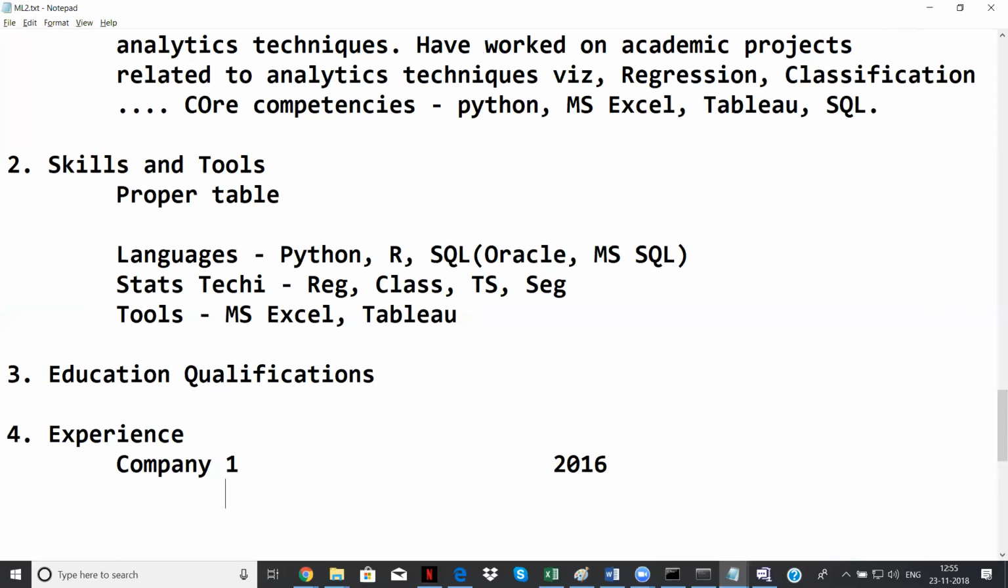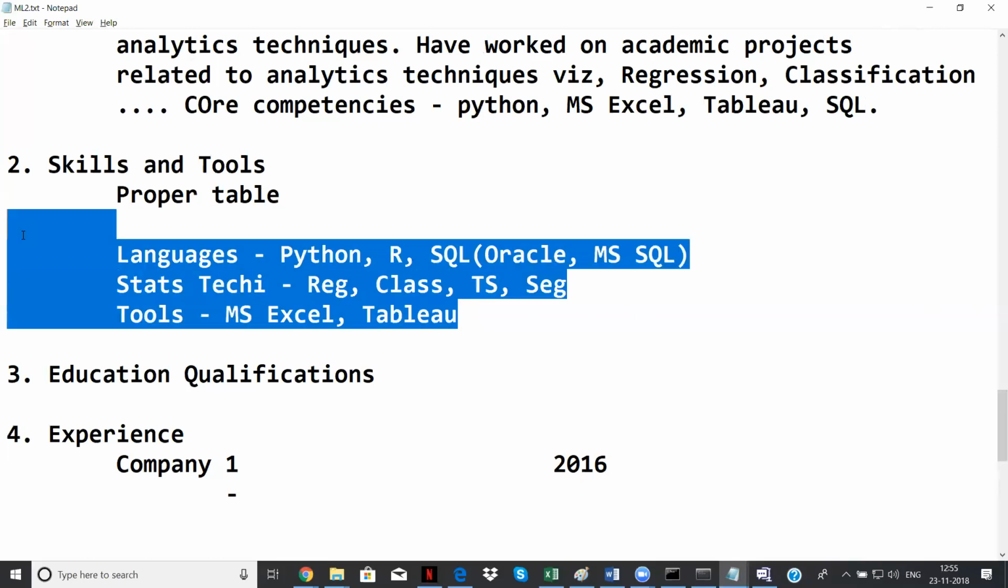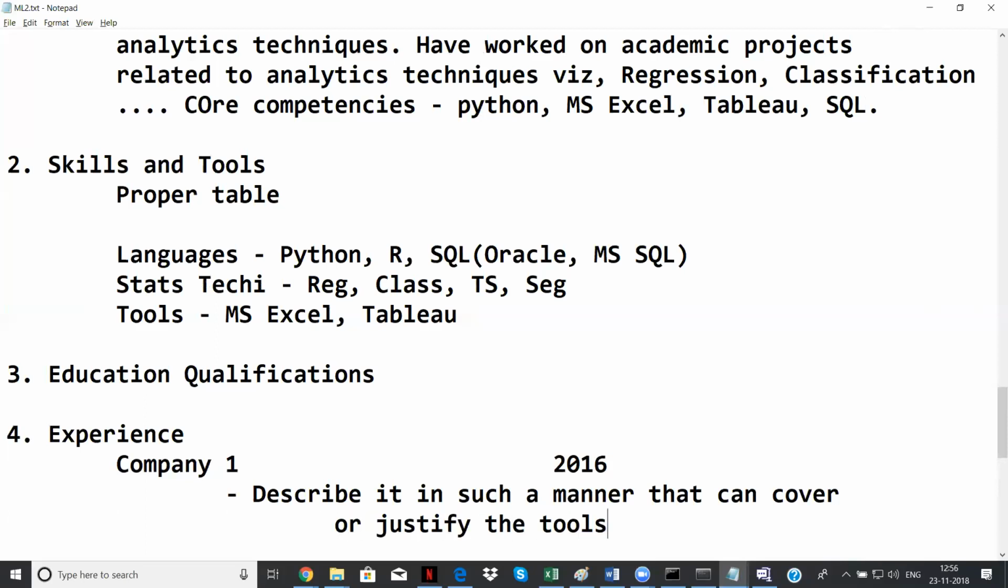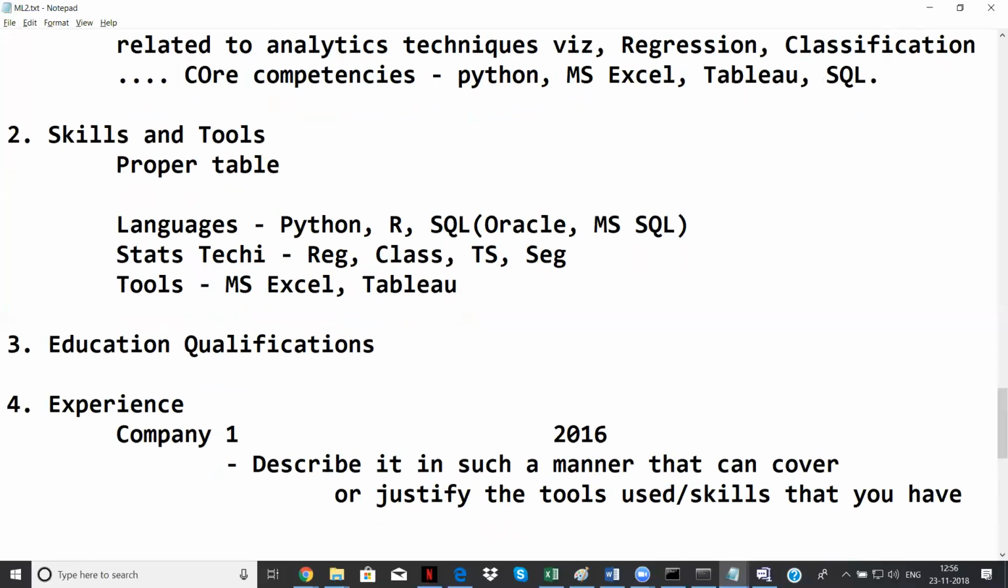Now, what do we describe here? We will describe everything that would cover these things. Describe it in such a manner that it can cover or justify the tools used or skills that you have. So describe it in such a manner that it will justify the tools or skills that you have. Clear? That is mandatory. Please do that.